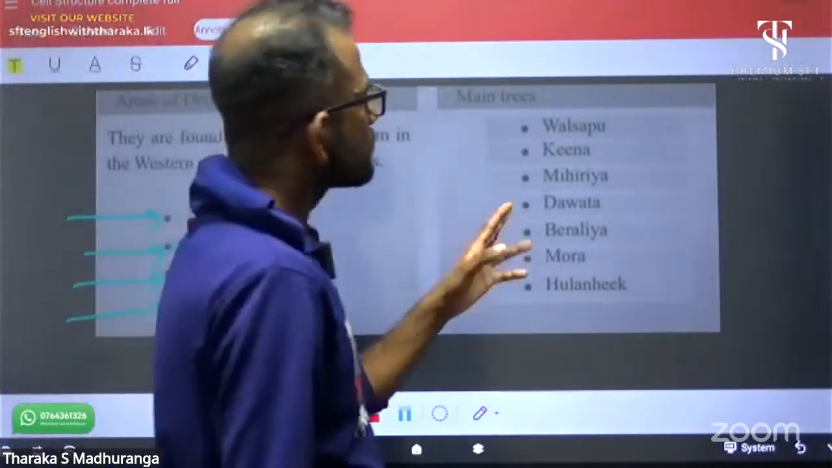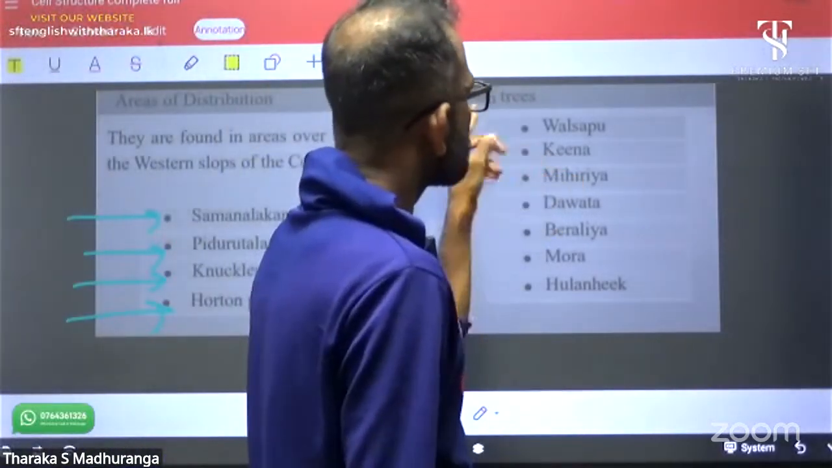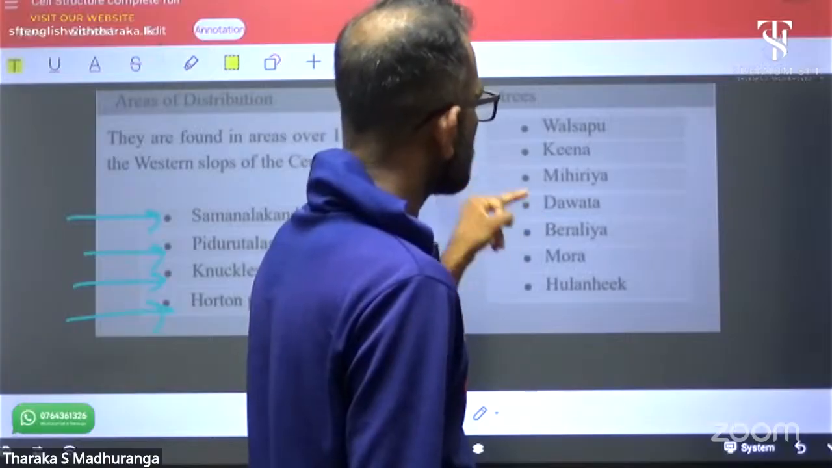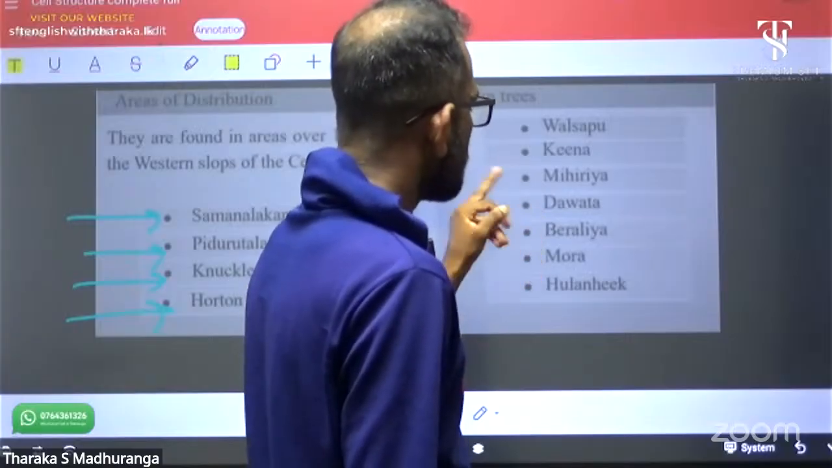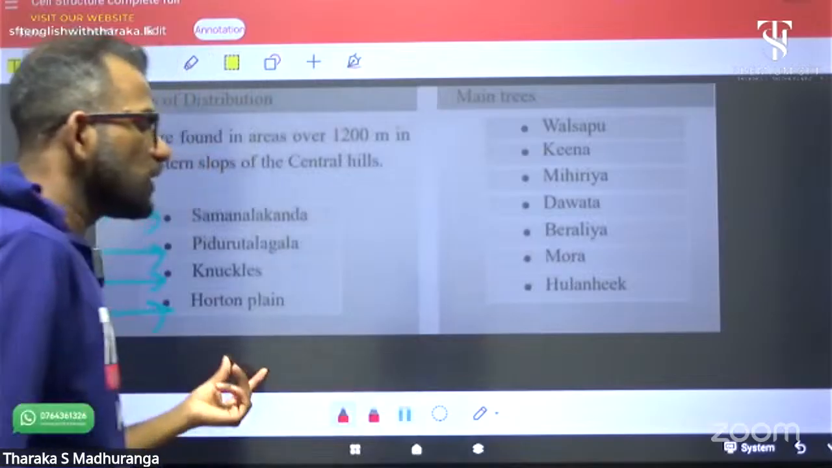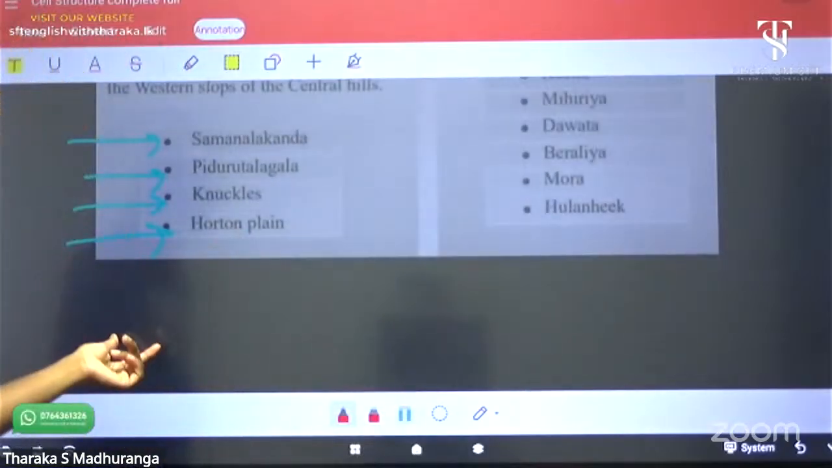Okay, what are the plants? Walsapu, Keena, Mihiriya, Dewata, Berelia, Mora, Hulang, Kiriya.